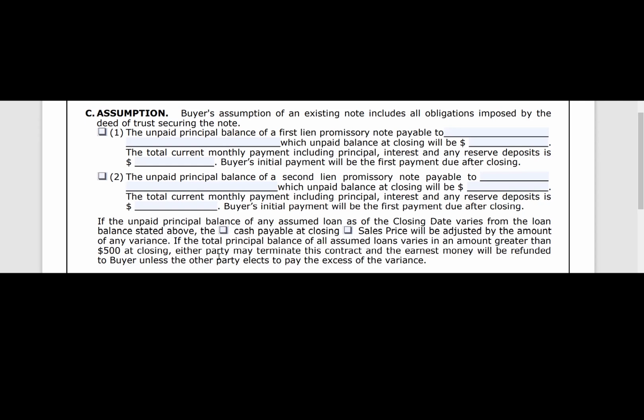If the total principal balance of all assumed loans varies in an amount greater than $500 at closing, either party may terminate this contract, and the earnest money would be refunded to buyer unless the other party elects to pay the excess of the variance.